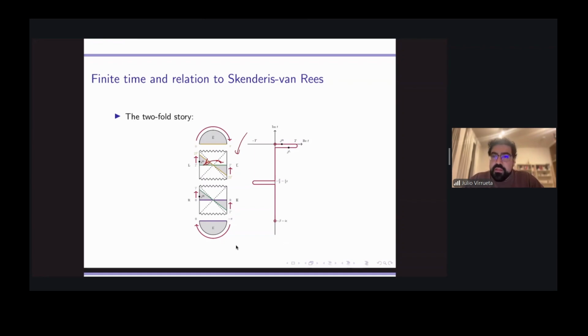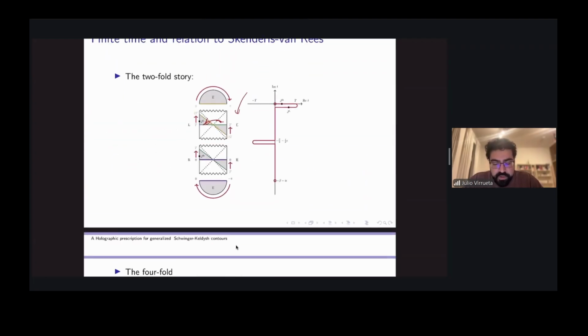Something cute about this is that there was this simplifying property I used to construct the geometry, which is that I use unitarity to arbitrarily extend the branches to the future and to the past. You don't really need to do that. In this construction, you can just consider finite size Schwinger-Keldysh contours. So this is for the twofold. This is for the GRSK2.